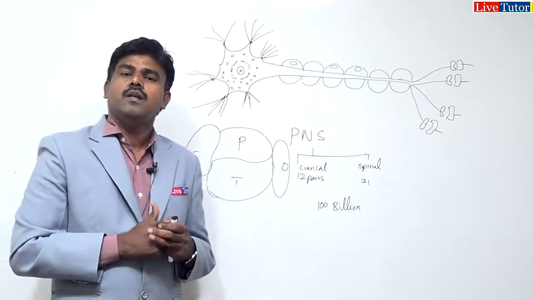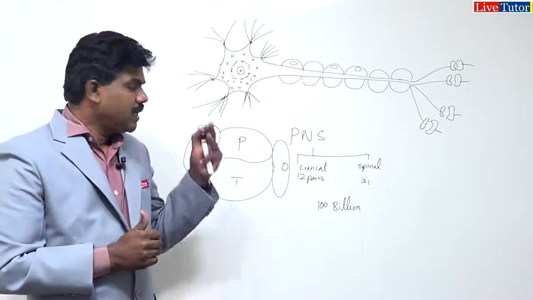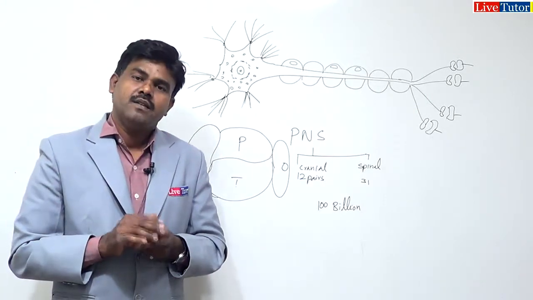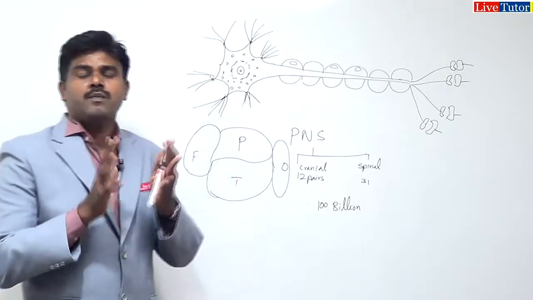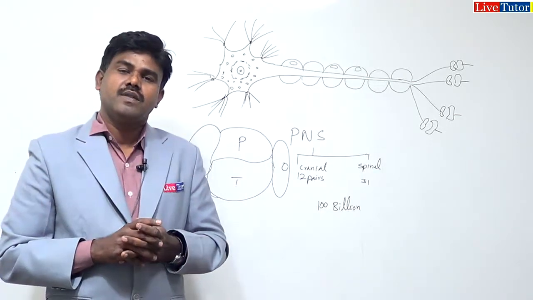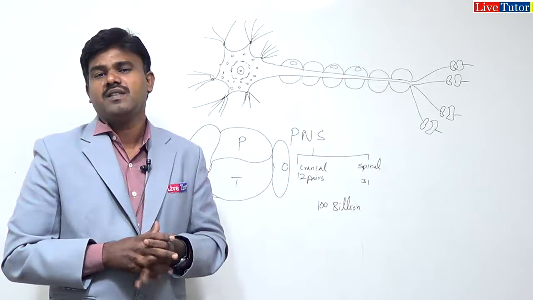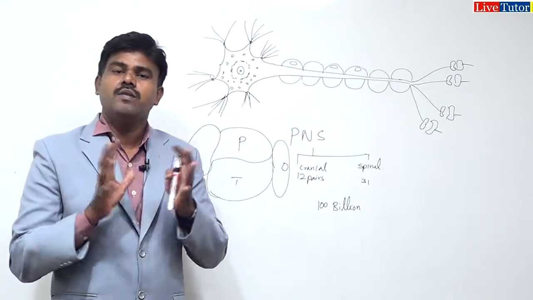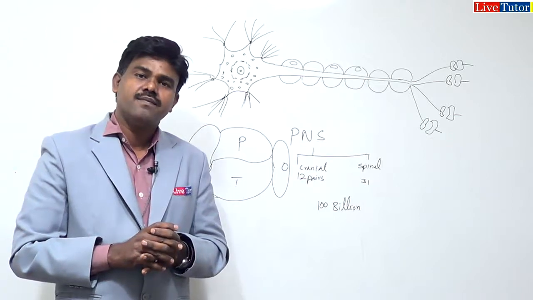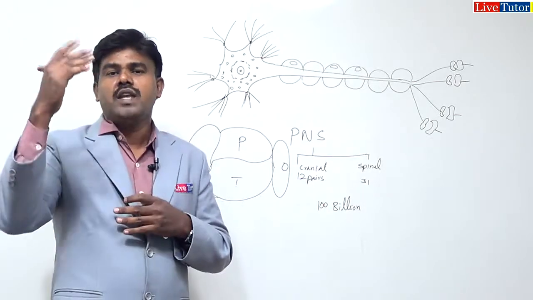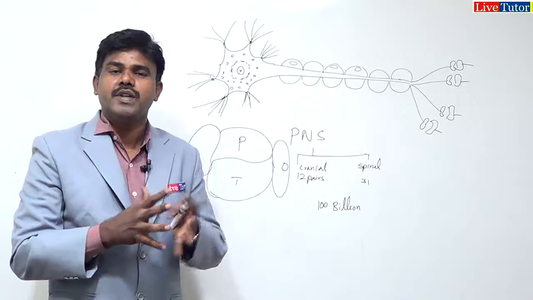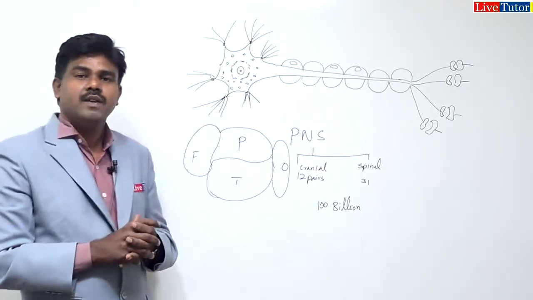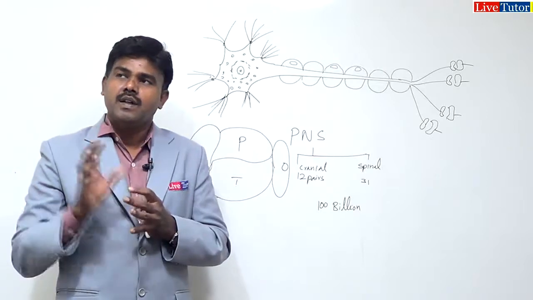Then the midbrain. What are the things found in the midbrain? In the midbrain there is the corpora quadrigemina. There are 4 lobes, the corpora quadrigemina: 2 inferior colliculi and 2 superior colliculi. What is the function of the 2 superior colliculi? The movement of the eyes.